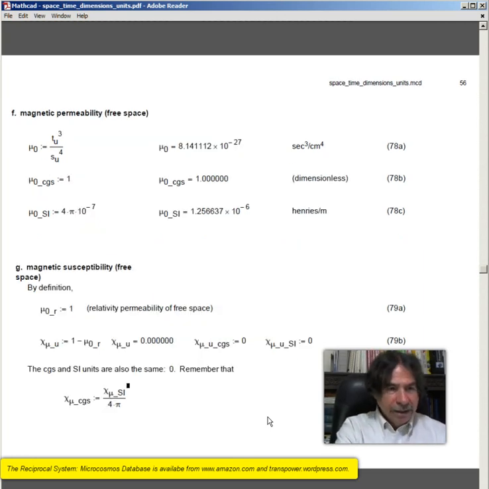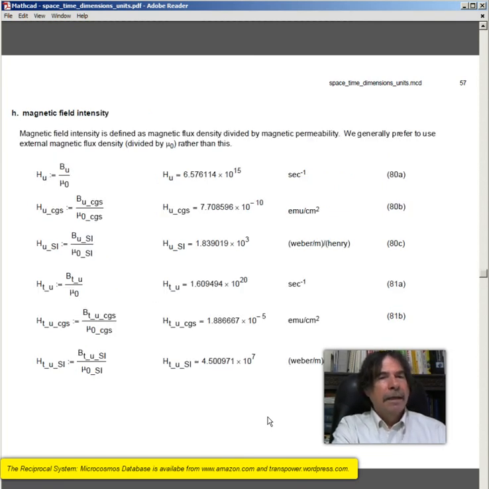Magnetic permeability is given here. Magnetic susceptibility is, by definition, 1 minus mu sub 0 r. So chi mu sub u is 0. Now, please remember that chi mu sub CGS is equal to chi mu sub SI divided by 4 pi. Just keep that in mind. Magnetic field intensity is here. That's defined as magnetic flux density divided by magnetic permeability. We generally prefer to use external magnetic flux density divided by mu naught rather than this. So we tend not to use magnetic field intensity in the reciprocal system.